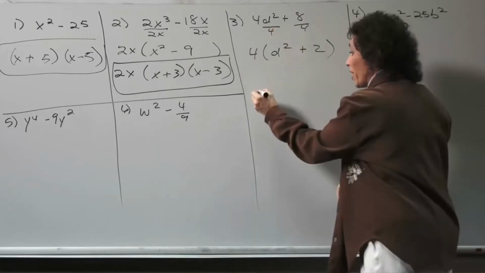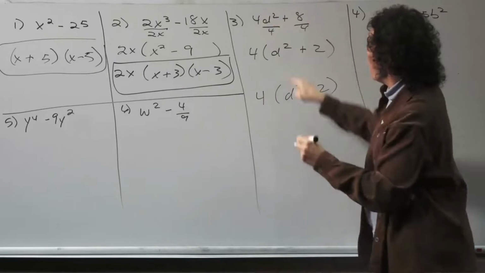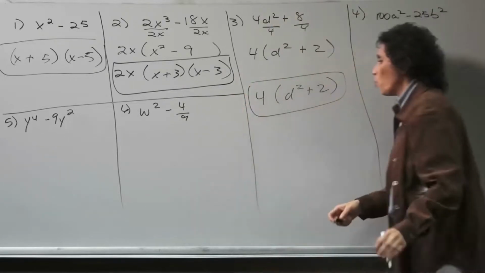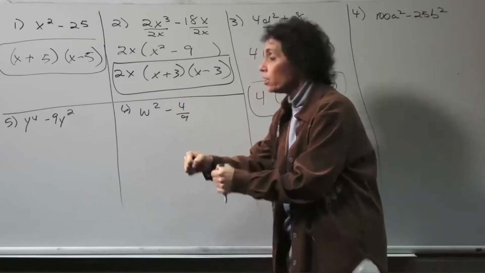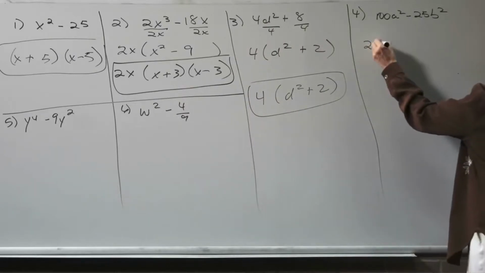Now, this is your answer. It's not prime. Your answer is not prime. This was not prime. This is prime. But this is my answer. Okay? 4 times the quantity d squared plus 2. So it's just important to know when you're done. Okay? Let's take a look at this guy. Okay. Looking for a GCF, we have a big one, 25.